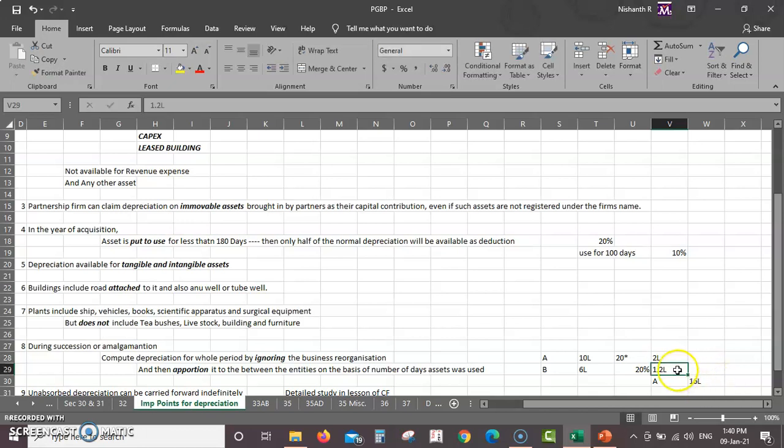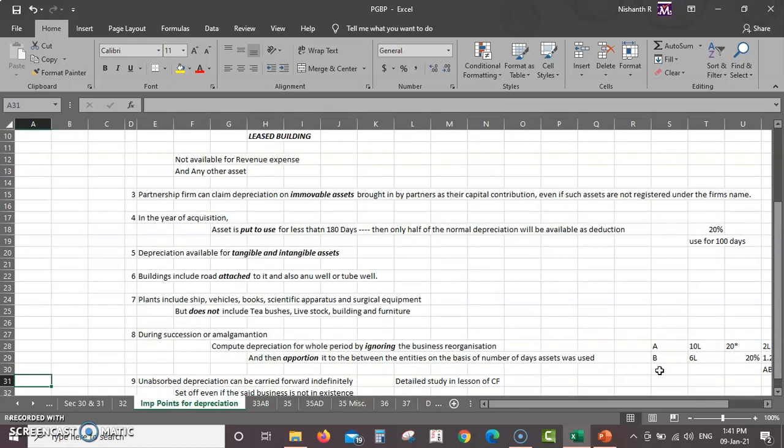Now all that you have to do is take this 1.2 lakh, split it between B company and the amalgamated resulting AB company on the basis of number of days. Say B company and A company amalgamated on the date of June 30th. And after June 30th, it is AB company. Alright. So on the basis of number of days, make a ratio. So April 1st to June 30th and then July 1st to March 31st. On that ratio, split the depreciation. That's it. As simple as that. Nothing much. You will get a better understanding once we do a few questions.